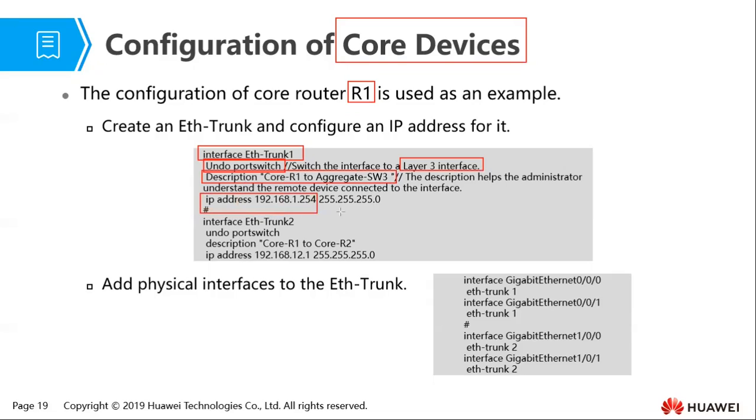Because this is a layer 3 Ethernet trunk, we have to assign it an IP address. From the router side, we assign it an IP address. Okay, then here we are creating Ethernet trunk 2. This one is the one that is connecting to R2. Then we do undo portswitch. Then we do a description.